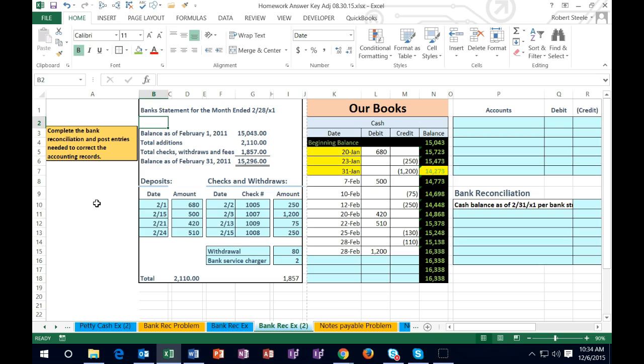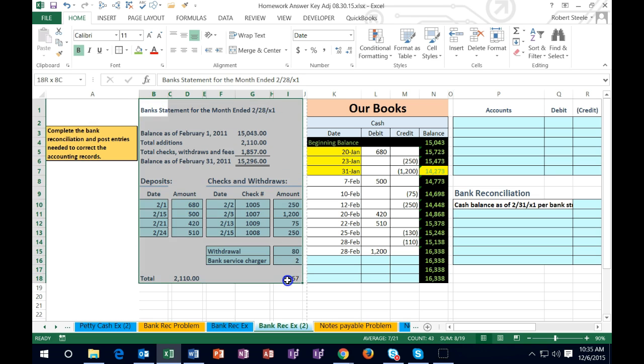Hello, in this presentation we're going to take a look at a bank reconciliation and work a bank reconciliation using this Excel worksheet, and what we have on it includes the bank statement. So this item here represents the bank statement, so we're imagining that we are getting this from the bank either in the mail or electronically.